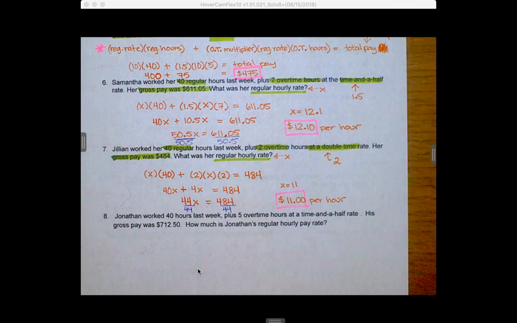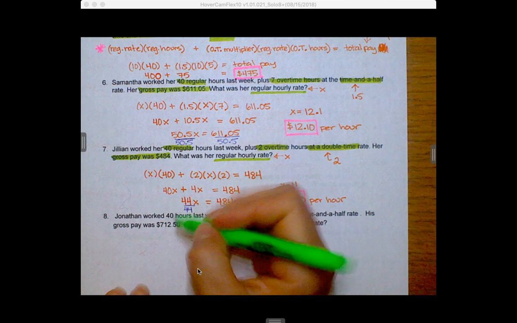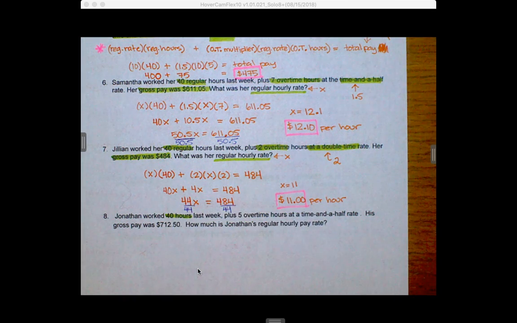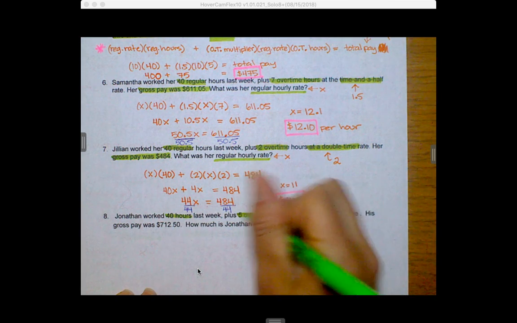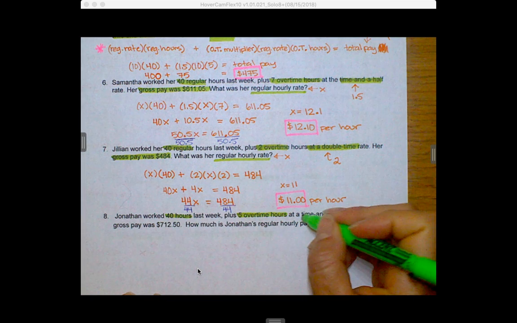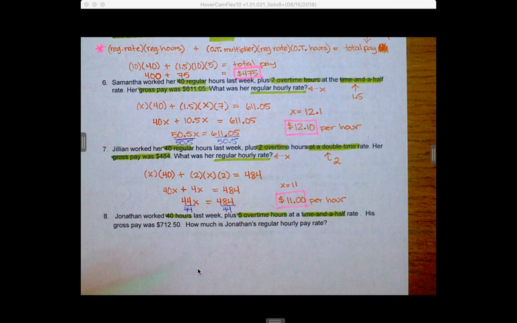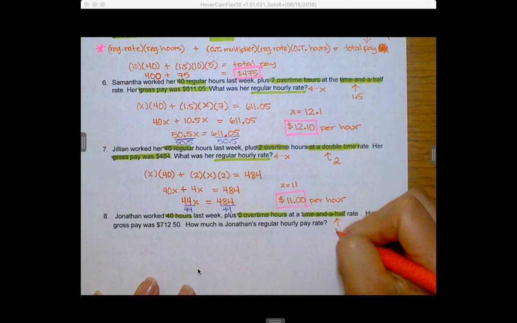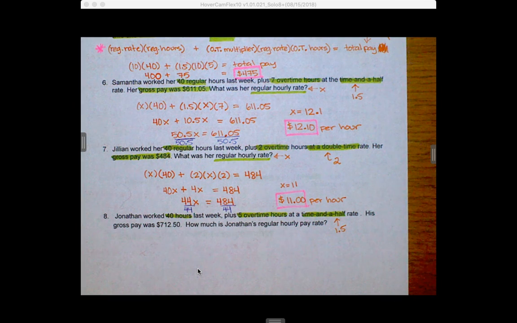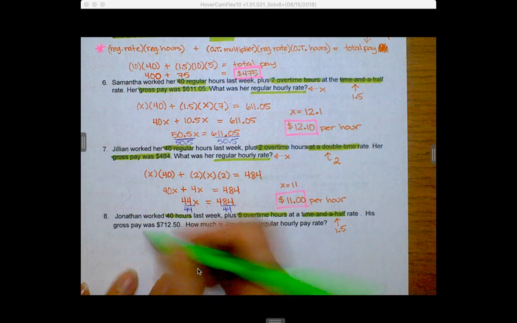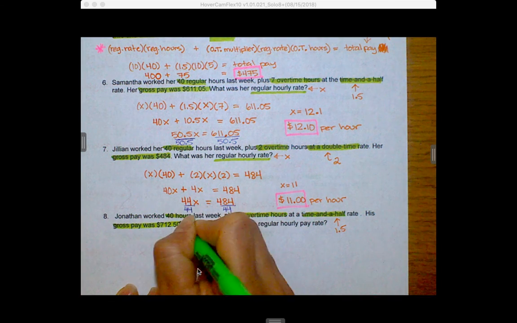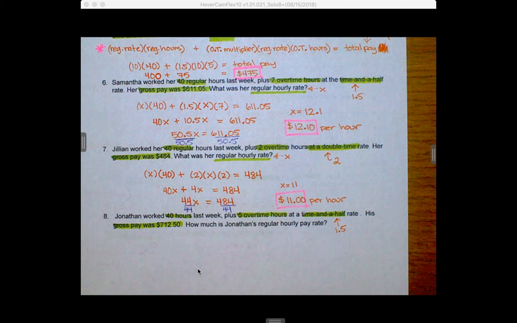Okay, so it says Jonathan worked 40 hours last week. So this was his regular hours plus 5 overtime hours at a time and a half rate. Okay, so it is telling us it's time and a half. So I know for my multiplier, I'm going to use 1.5. Okay, his gross pay was $712.50. So this is how much he's getting paid. How much is Jonathan's regular hourly pay rate?